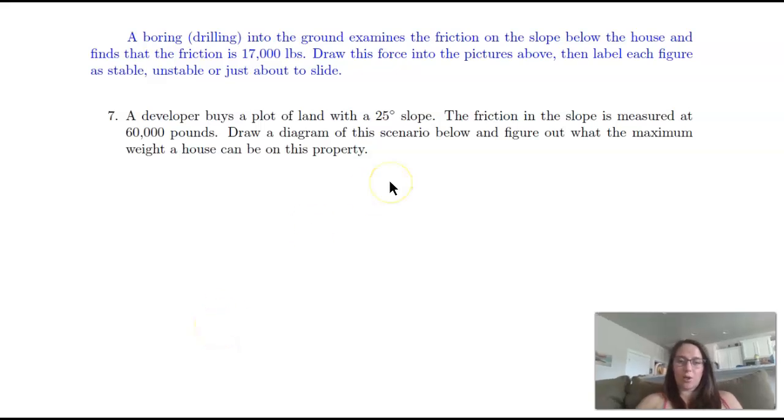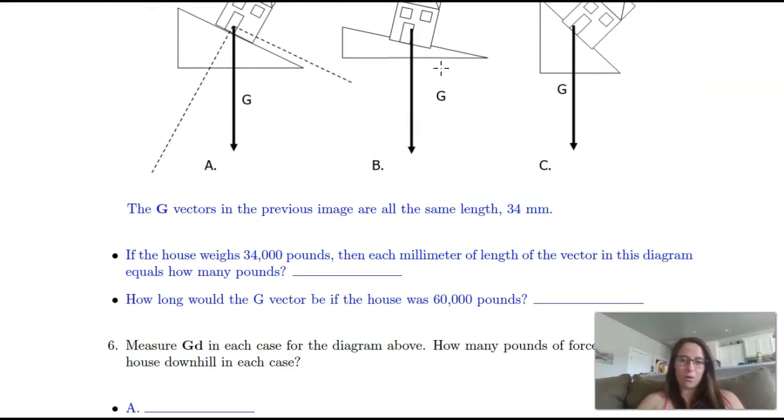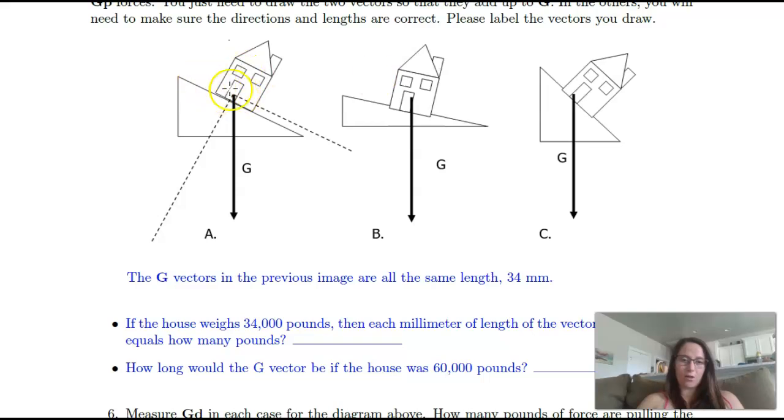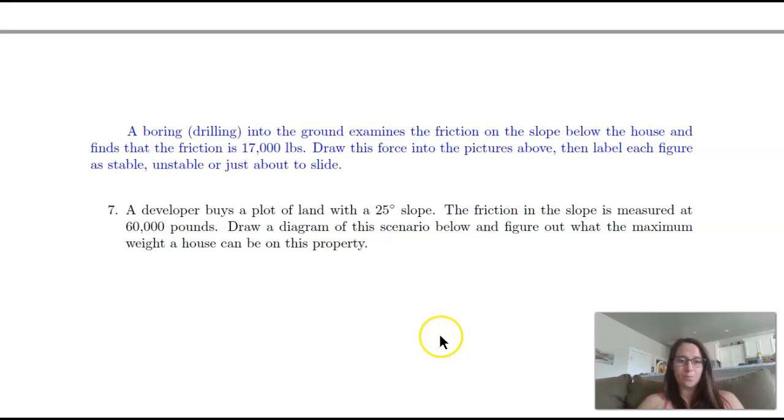Alright, so now comes the trickier part of this section. A boring or drilling into the ground examines the friction on the slope below the house and finds that the friction is 17,000 pounds. Draw this force into the pictures above. So these guys up here, friction force again is opposite direction as the gravitational downslope force. They're going to be 17,000 pounds, which equals however many millimeters you think correspond given all the work that we did here. Okay, and then label each figure as stable, unstable, or just about to slide.